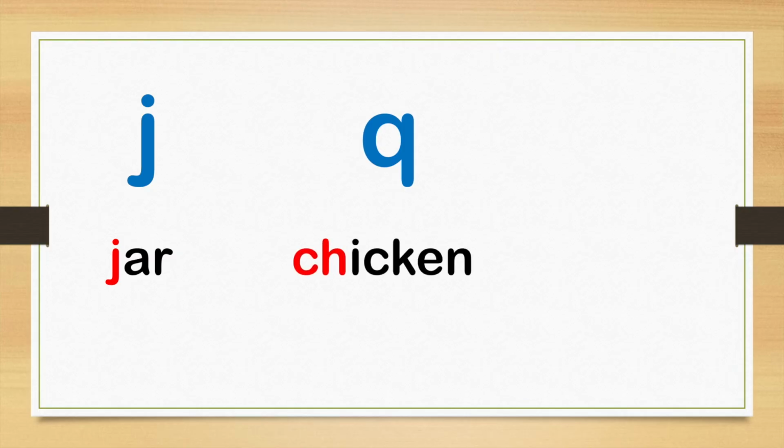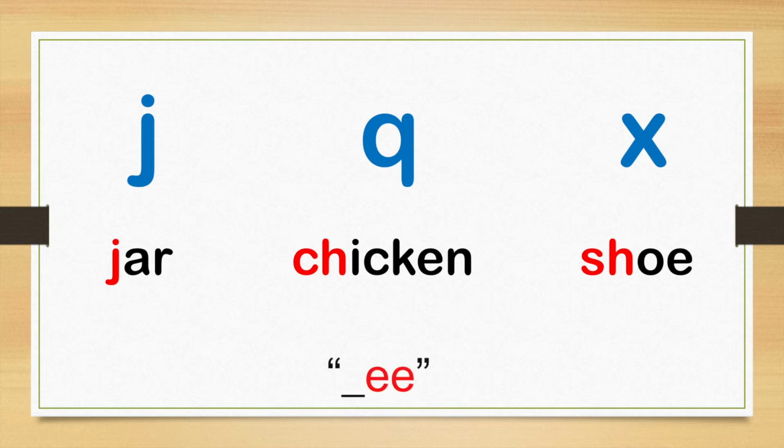Next, ji. It sounds like J in jar, ji. Qi. It sounds like CH in chicken, qi. Xi. It sounds like SH in shoe, xi. Once again, they have the same kind of endings, i. Listen and repeat, ji, qi, xi.